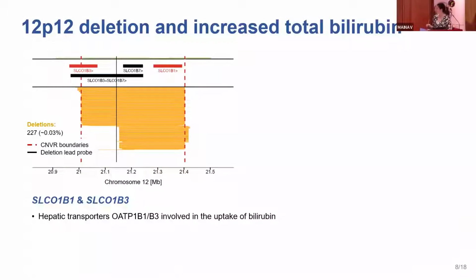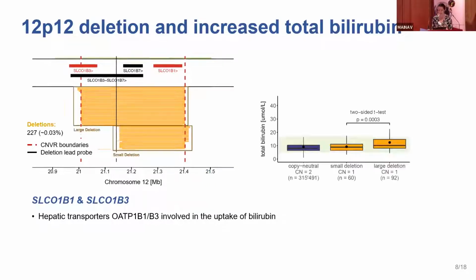So again, when we use the approach to map the CNVs onto the chromosome, we found it to overlap with two genes in red here, SLCO1B1 and SLCO1B3, which both are known to encode for hepatic transporters involved in the uptake of bilirubin. And now, unlike the previous example, here we see that individuals with a large deletion that affects both of the genes suffer from a significantly higher increase in bilirubin, but that still remains within the healthy range that is indicated by the green background.